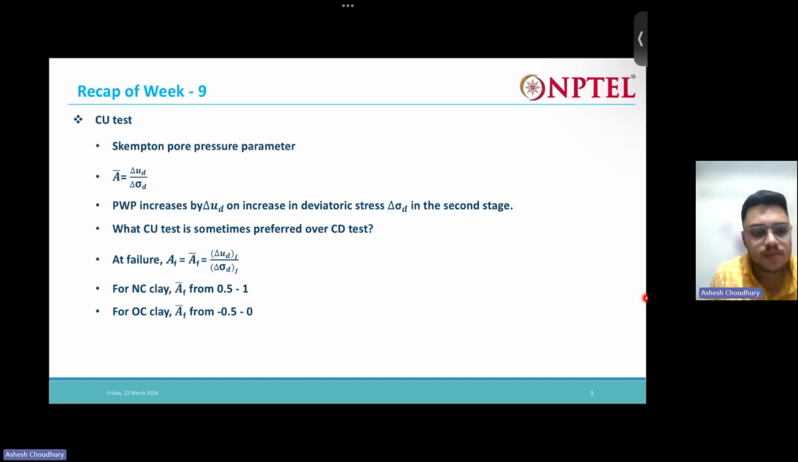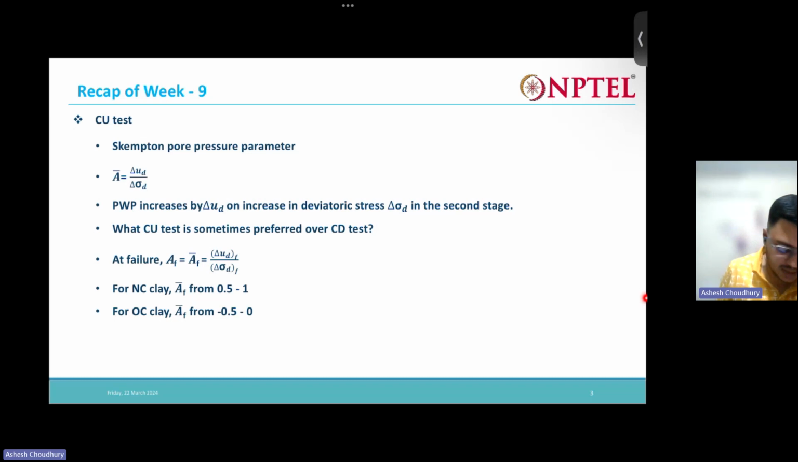So we see here that A at failure, A f, is nothing but the change in pore water pressure at failure divided by the change in deviatoric stress at failure. For NC clays the A f varies from 0.5 to 1, and for OC clays, that is the over consolidated clays, the A f varies from minus 0.5 to 0.